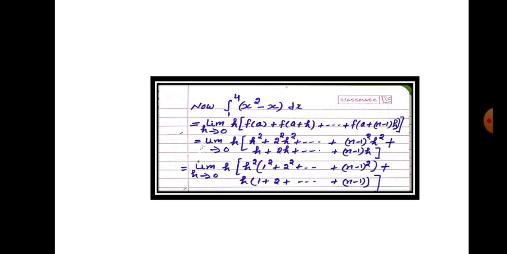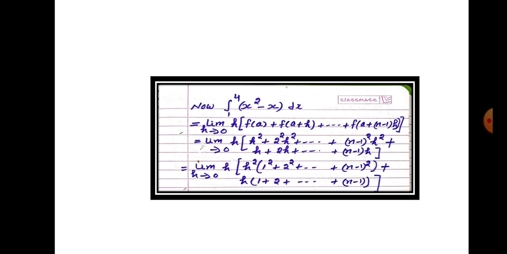Now integration from 1 to 4 of x square minus x dx is equal to limit h approaches 0 of h times [f(a + h) and so on up to f(a + (n minus 1)h)]. This is equal to limit h approaches 0 of h times, now if we add all vertically, from the last f(a + (n minus 1)h), we get h square plus 2 square into h square and so on up to the last term, (n minus 1) whole square into h square, plus h plus 2h and so on up to (n minus 1) into h.